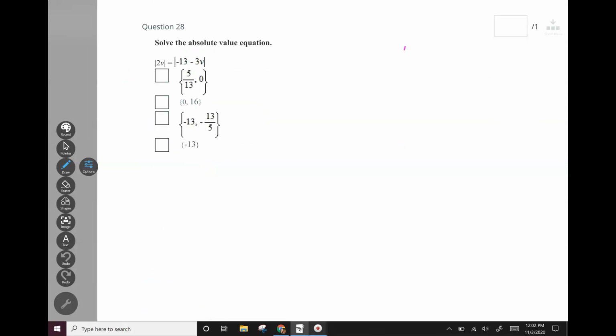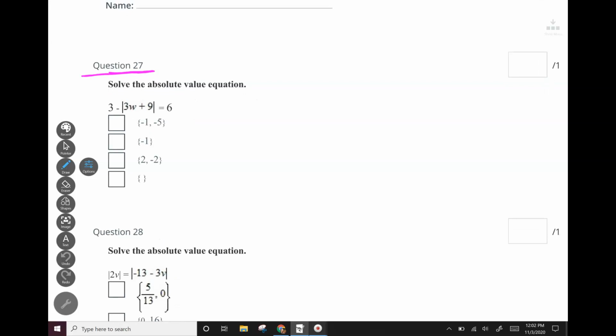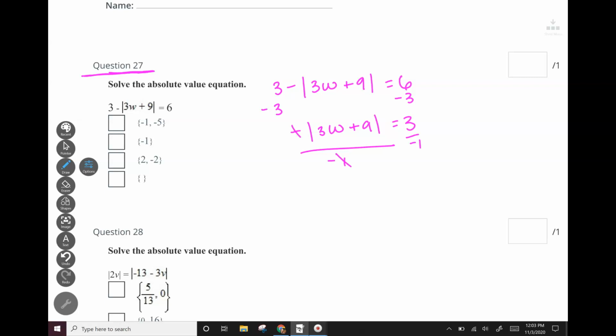Okay, I believe this is the last one that I'm going to go over with you. Another absolute value problem. First, isolate the absolute value. So I've got 3 minus the absolute value of 3w plus 9 equals 6. So first, subtract that positive 3. And then I need to divide by -1 to cancel that out.